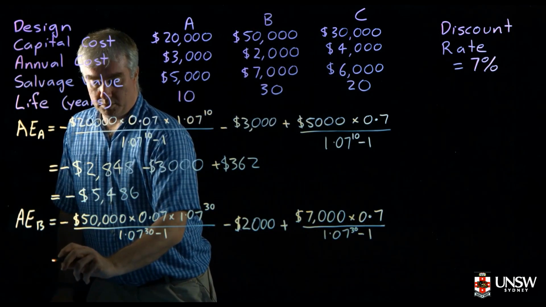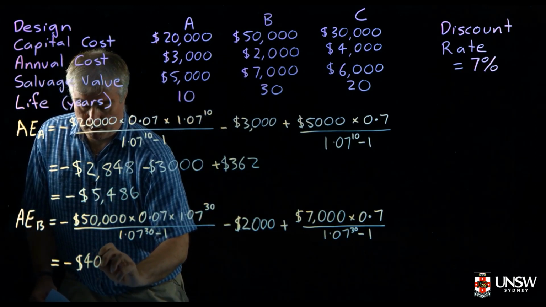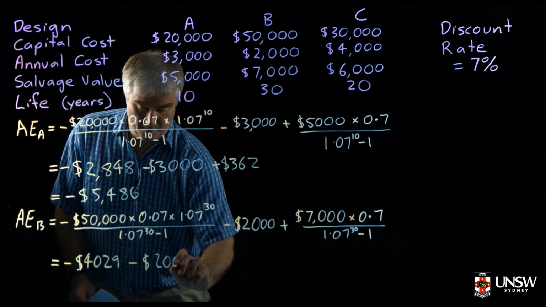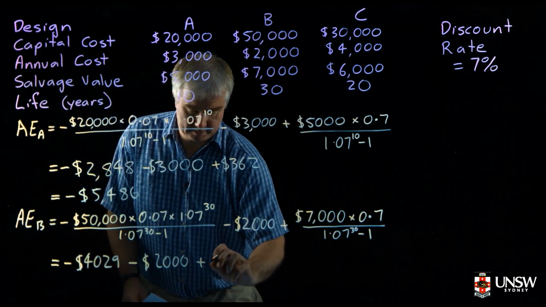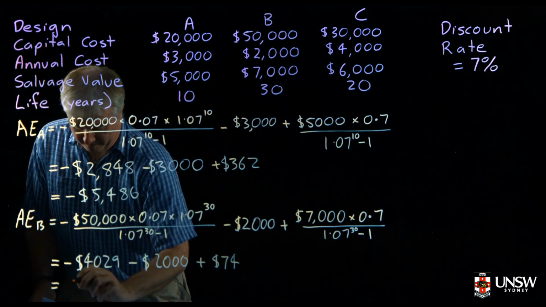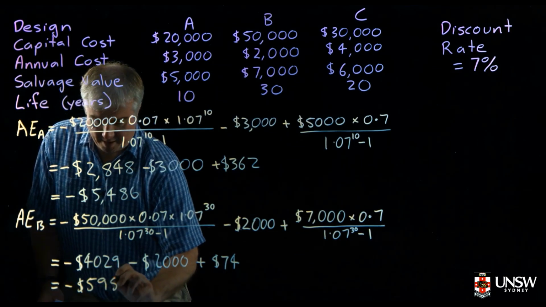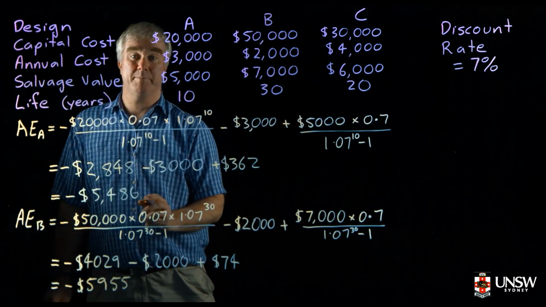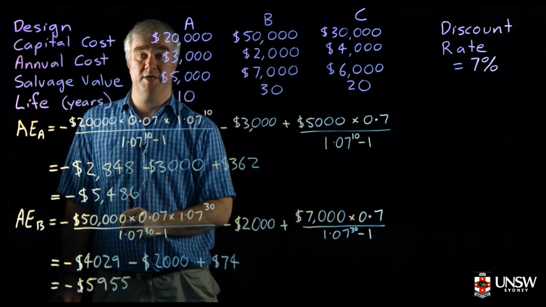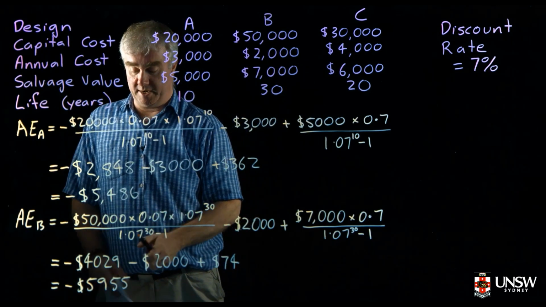Okay, so this equals minus 4,029 minus $2,000 plus $74, which gives us a total of minus $5,955. So project B, as a cost per year, costs more than project A. So we don't want to do project B. Project A is better. But we still have to consider project C. So let's look at it now.